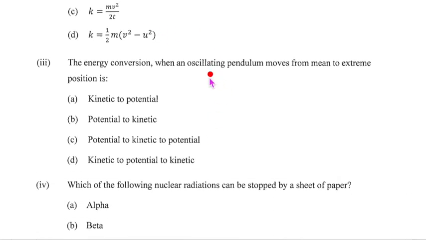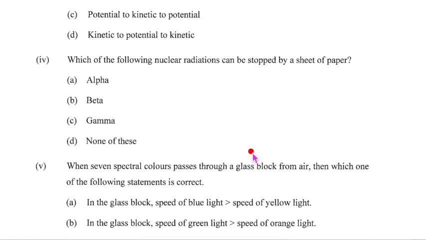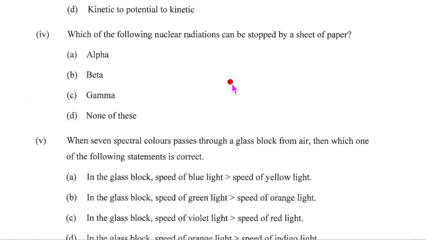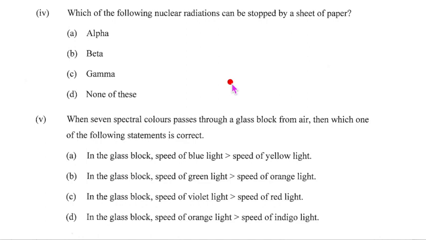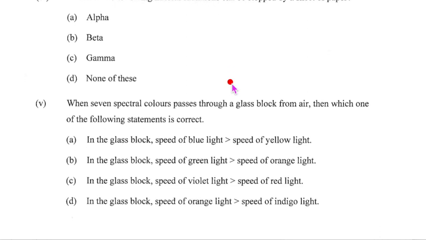Energy conversion when an oscillating pendulum moves from mean to extreme, which means from potential energy 0 it will go to potential energy maximum. So from mean to extreme, it is kinetic to potential. We come to which of the following nuclear radiations can be stopped by a sheet of paper. Sheet of paper is very thin. Alpha particles will be stopped by that because they can penetrate only 3 to 8 centimeters in air anyway. They are the bulkiest particles.